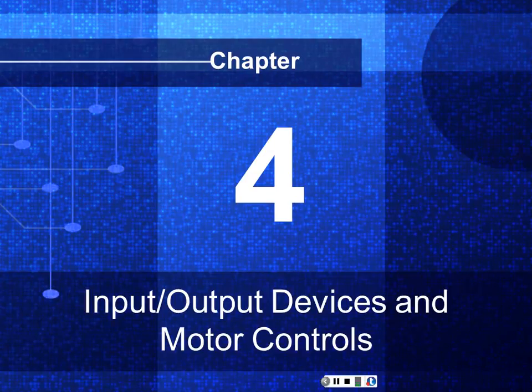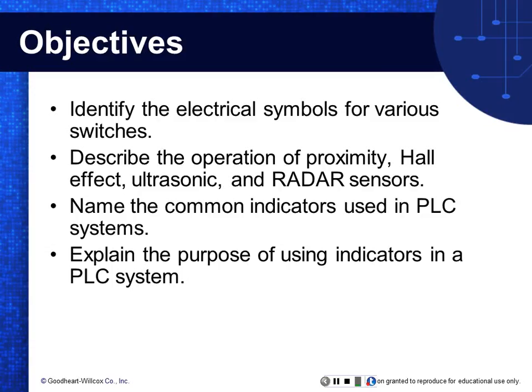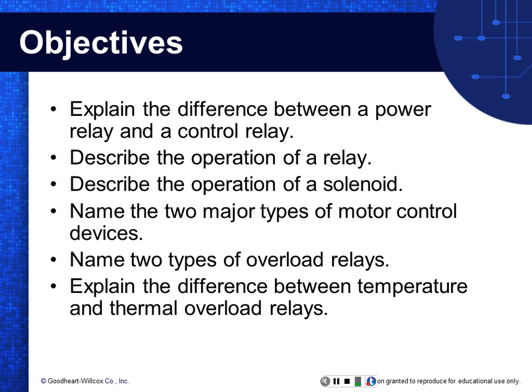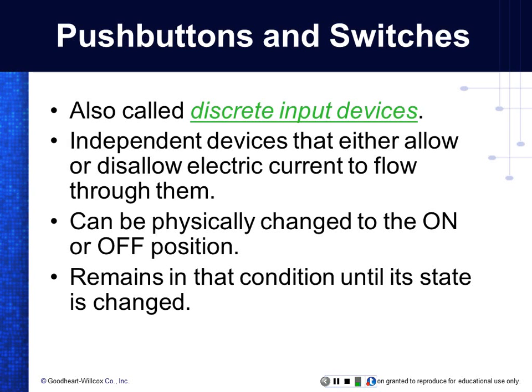All right, we are going to cover as much of chapter 4 as we can. Chapter 4 is input and output devices and motor controls. So for those of you that have had relay logic, we're going to kind of get into some relay logic. We're going to look at the symbols, some sensors, and indicators, and those are just lights, guys. And then we're going to see why we use them. I'm going to go through the objectives here.